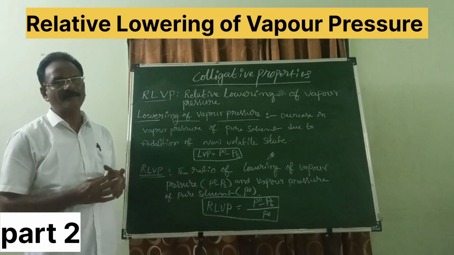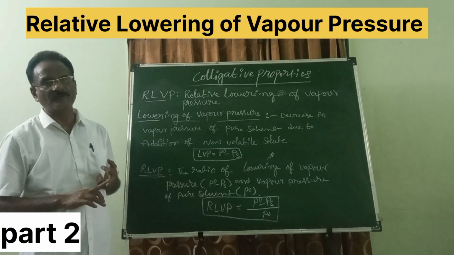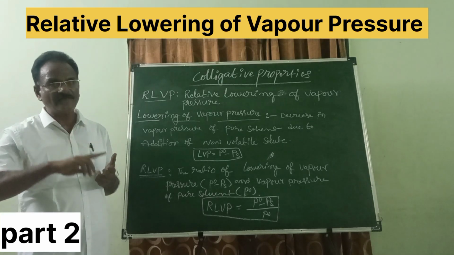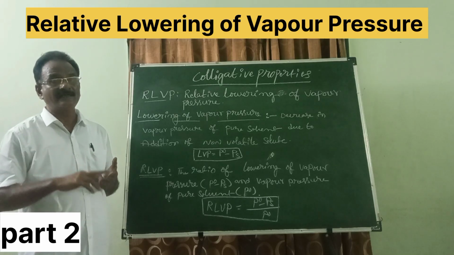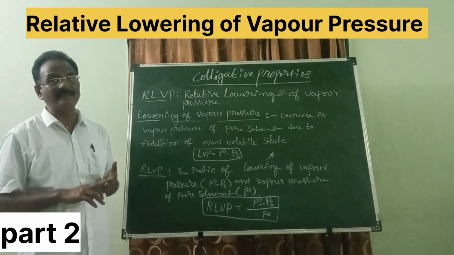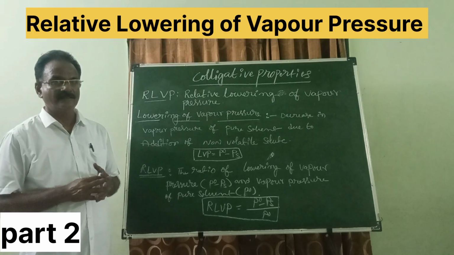Keep in mind, vapor pressure is not a colligative property. Lowering of vapor pressure is not a colligative property, but relative lowering of vapor pressure is a colligative property. Is it clear? Thank you.